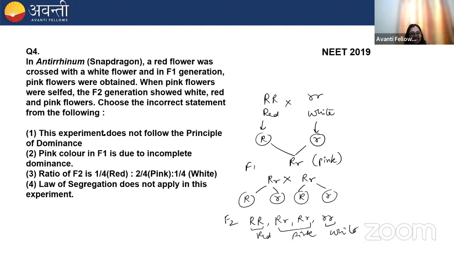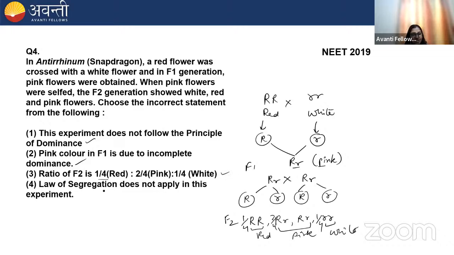First option says that this experiment does not follow the principle of dominance. Yes, because this is a case of incomplete dominance, right? Pink flower in F1 is due to incomplete dominance. Yes, pink flower in the F1 is due to incomplete dominance. Ratio of F2 is 1/4 red. Yes, it is 1/4 red. These are 2/4 pink. And white is also 1/4. So this is also correct.